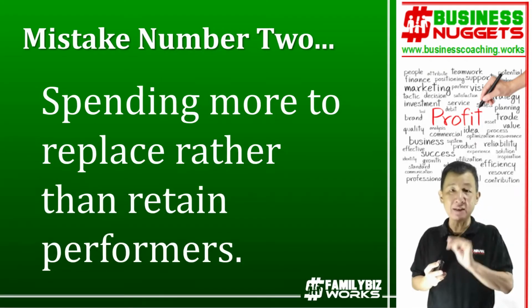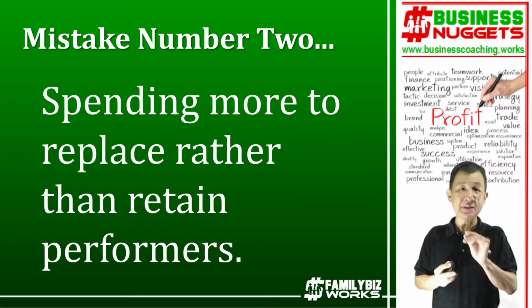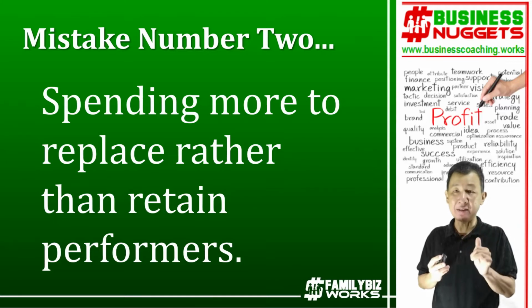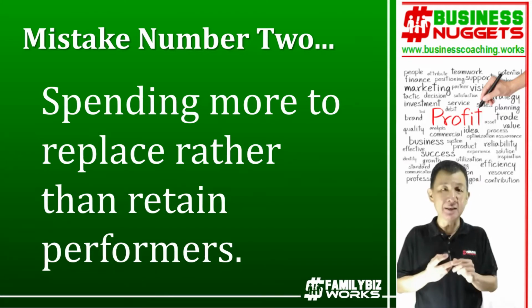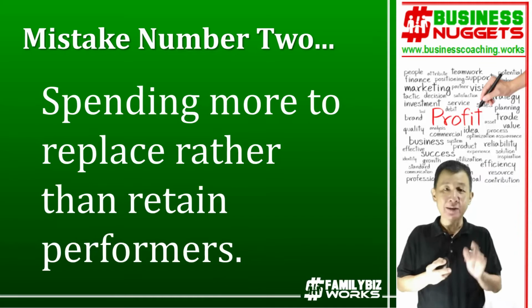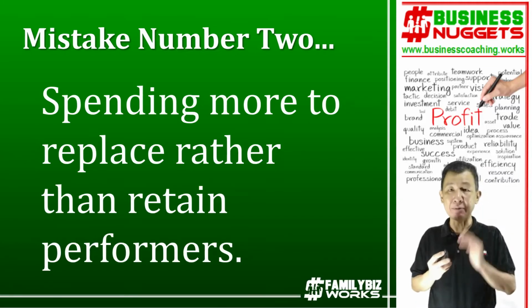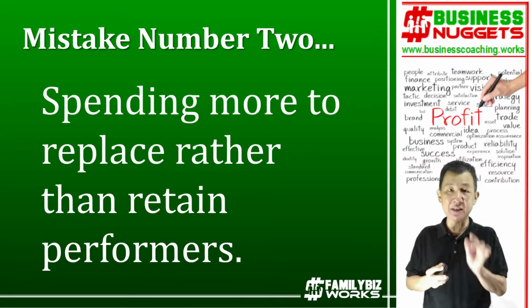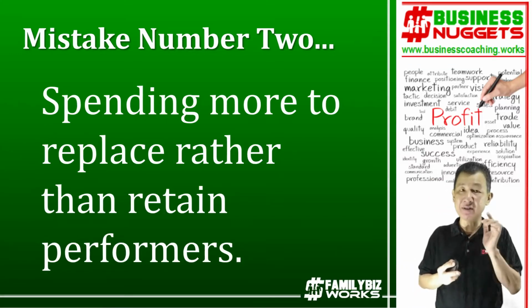Mistake number 2. Spending more to replace rather than to retain performers. The business has key performing team members. Usually we are talking about key people like senior executives, team leaders, technical leads or sales leads who feel underpaid. Or he found out he was a victim of mistake number 1. Or was just given a great offer outside and is hoping the business will consider giving him an adjustment. The request is not entertained.